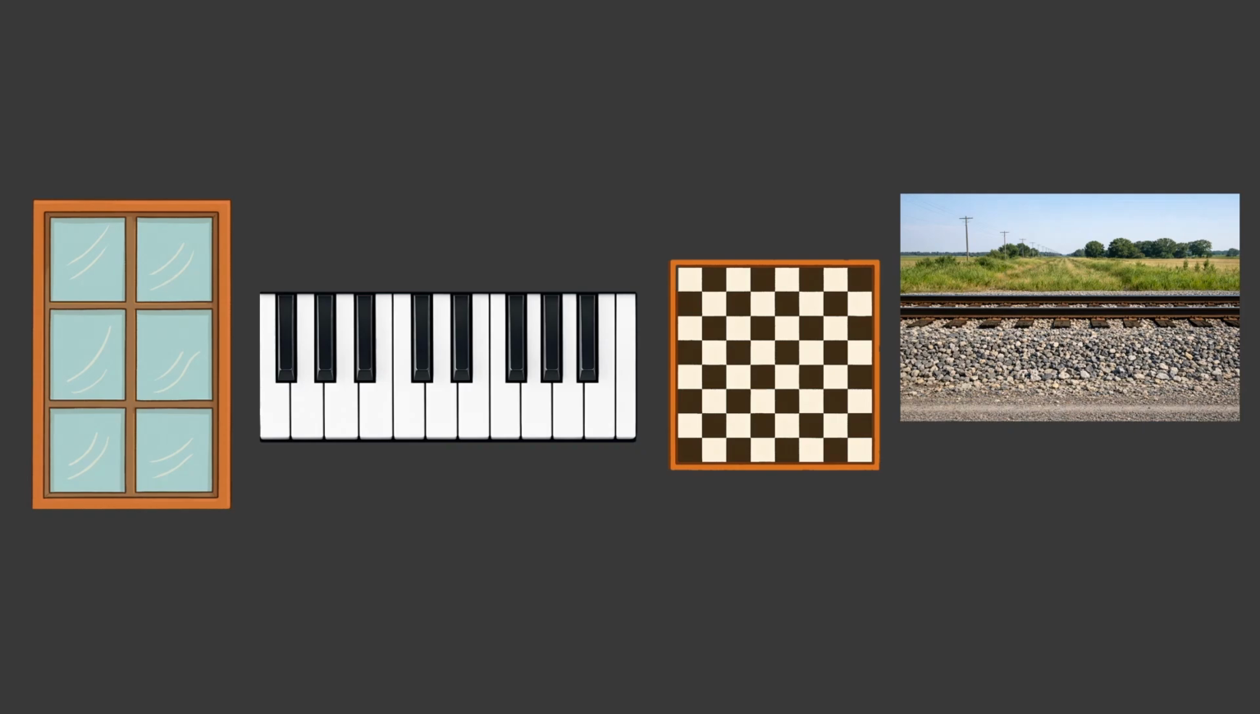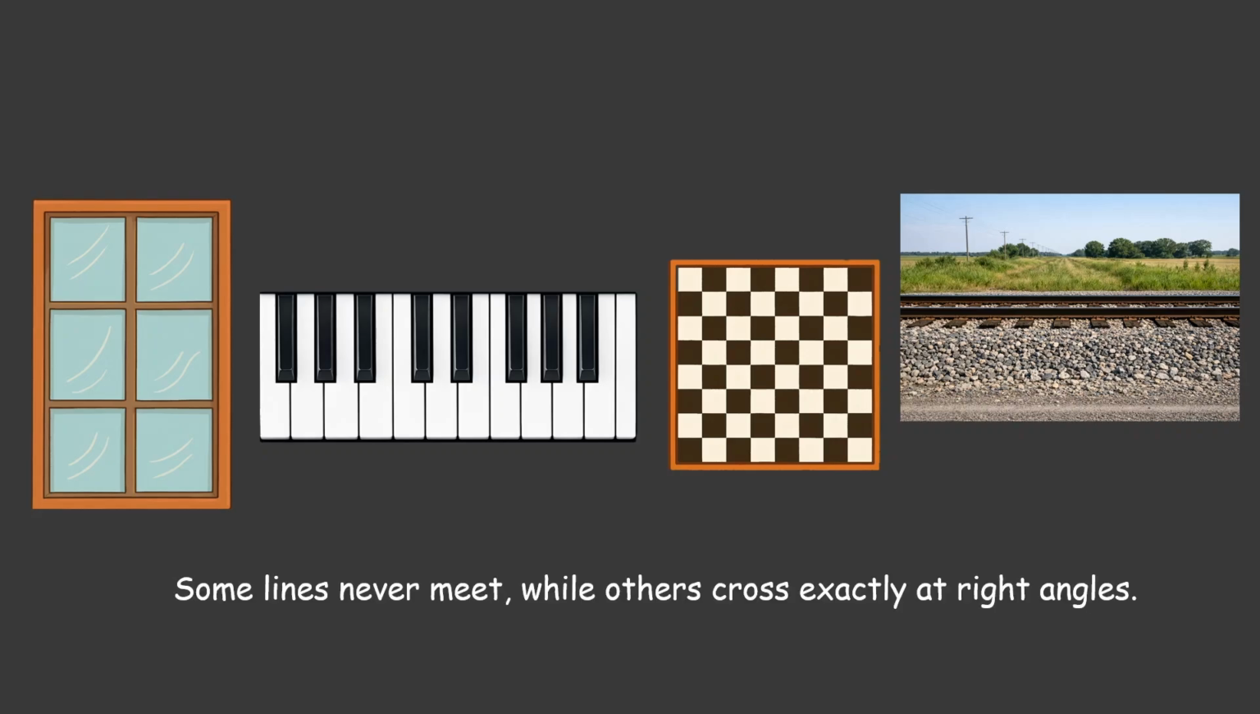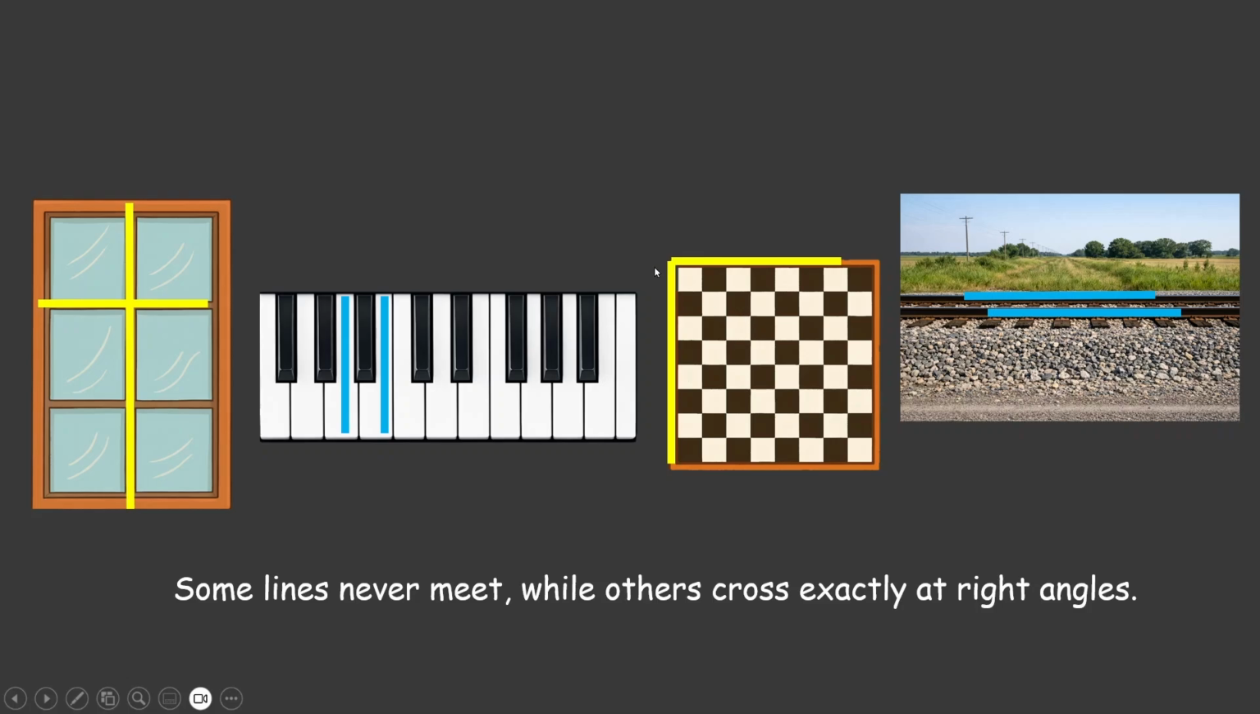I have listed some things we see all around us in our daily lives. You'll notice that in these things, some lines never meet, for example, the keys of a piano or the railway tracks, while others cross exactly at right angles, for example, the bars of the window or the adjacent edges of the chessboard. They meet exactly at right angles.